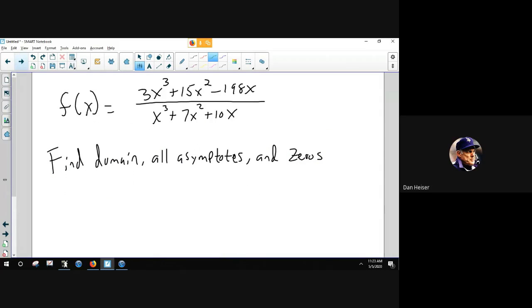Next example. Same sort of function, rational function. Find the domain, find the asymptotes, and find the zeros. Again, we start with the domain. We want all the values of x that do not work. So setting that equal to 0.